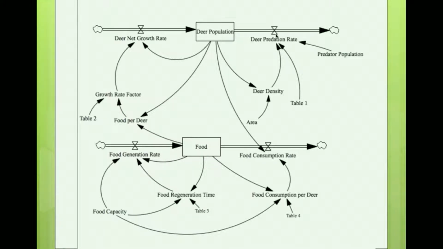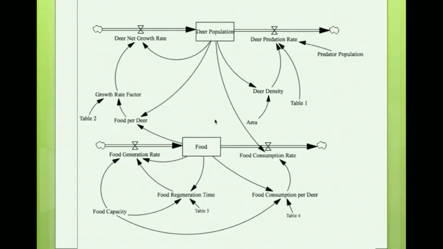Now the predation rate is driven not only by the predator population, the presence of predators, but also by the availability of deer, expressed as a deer density, which is driven by the population and the area of the reserve.